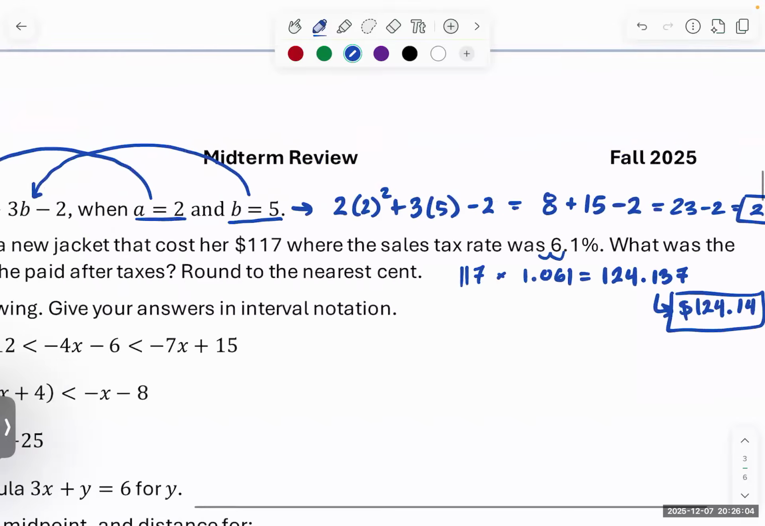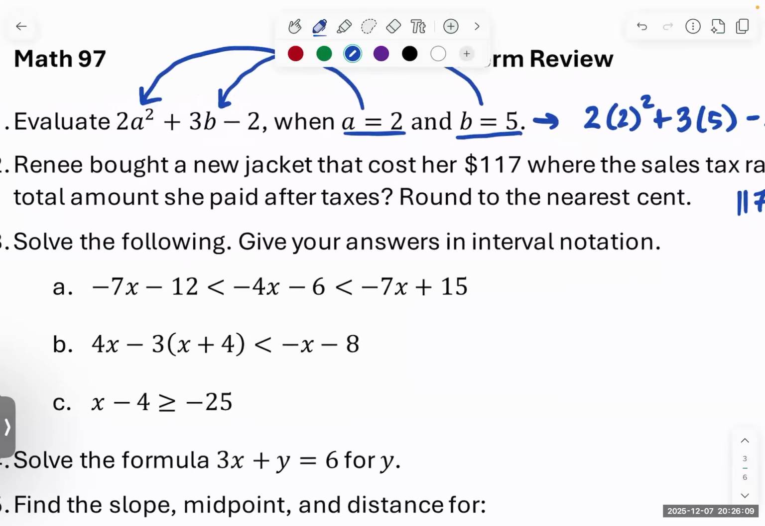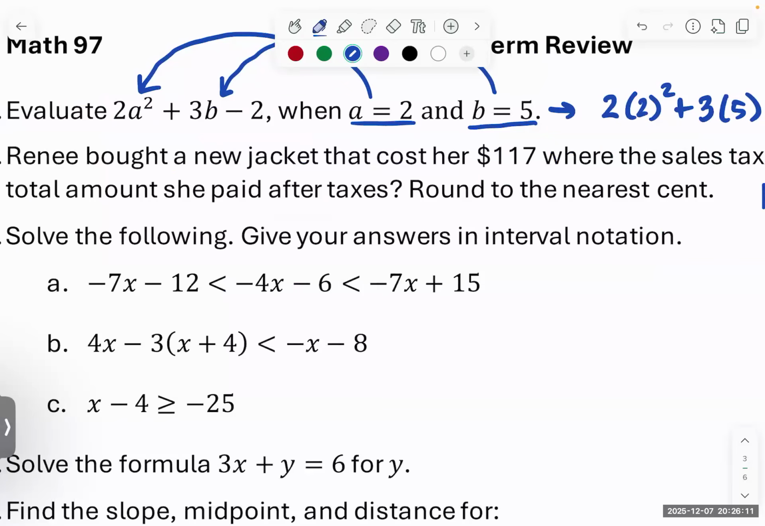Solve the following, give your answers in interval notation. So essentially what you need to do for part A is get this side to only have x. In order to do that, see how these negative sevens are out and about? Let's get rid of those. But because you're adding it on one side, you need to add it to all three sides. So goodbye and goodbye.